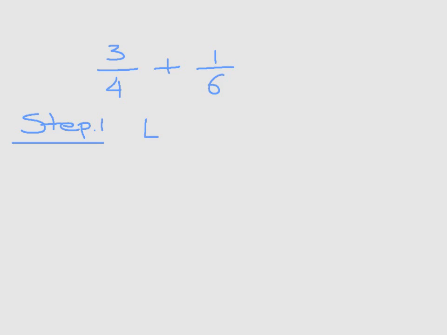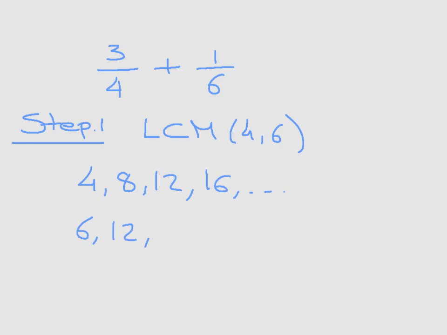In other words, we have to find the least common multiple of 4 and 6, which we write LCM(4, 6). To do this, one of the easiest methods is simply to write the multiples of 4, which I'm writing here: 4, 8, 12, 16, etc., as well as the multiples of 6, which we can write here. That's 6, 12, 18, 24, and so on.